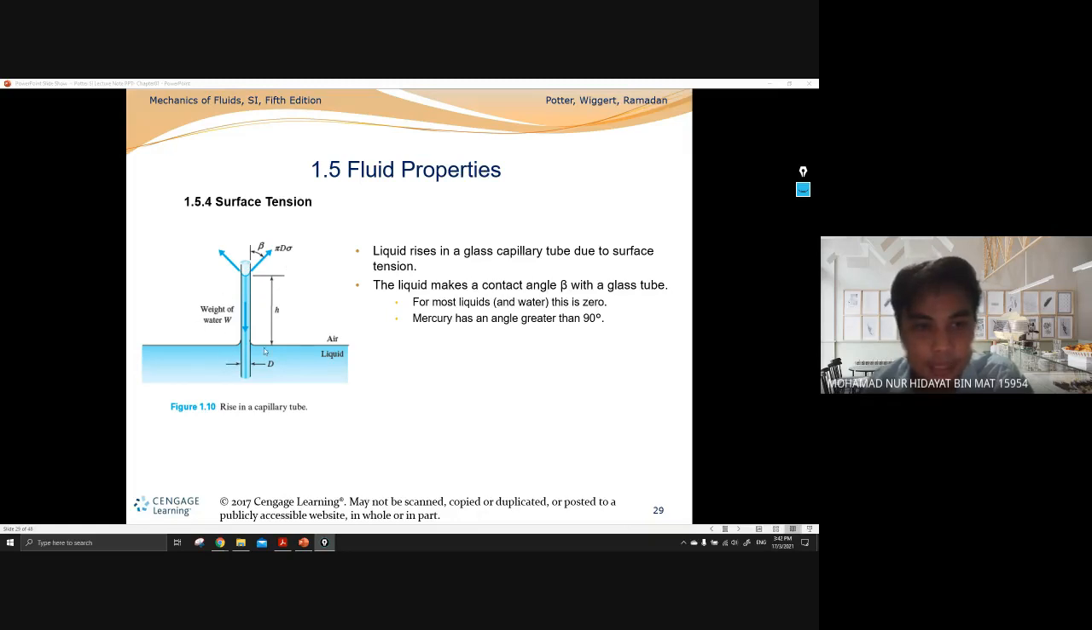This is the phenomenon of the surface tension. We have the height, and then we have the angle beta. This is the angle of the surface tension, you can see here, and this is the diameter.